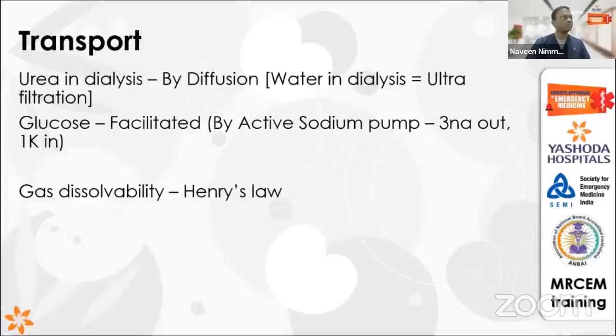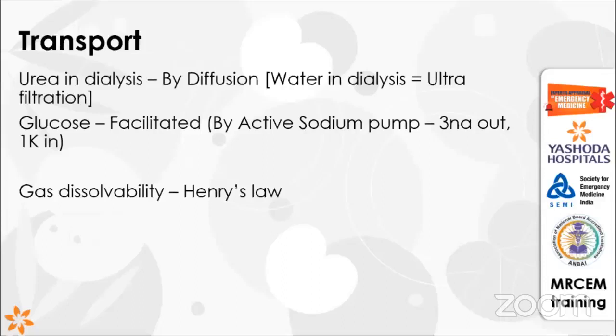So glucose moves via facilitated transport, which is established by the sodium active pump. How does the sodium active pump move the ions? Three sodiums go out, two potassiums come in.